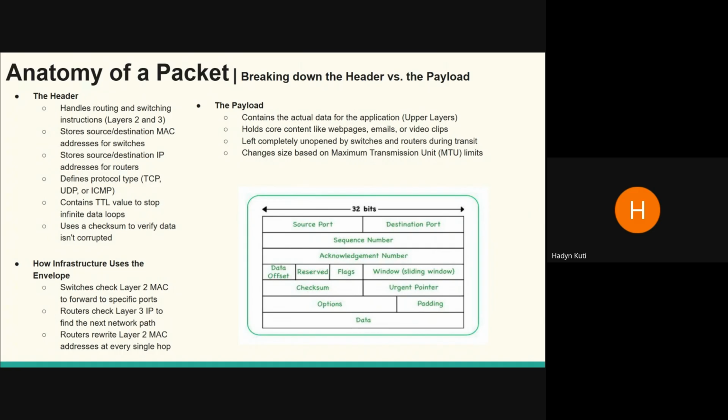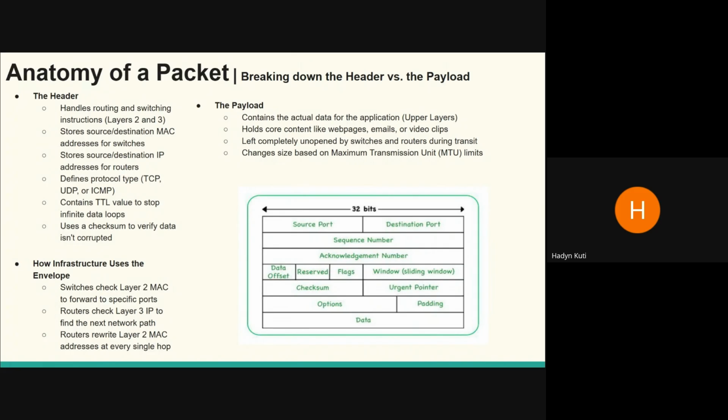And then it utilizes a checksum string to verify the data wasn't corrupted during transit. The sender runs a quick math calculation on the header and writes the results here, allowing routers to run the same math and drop the packet if the numbers don't match.